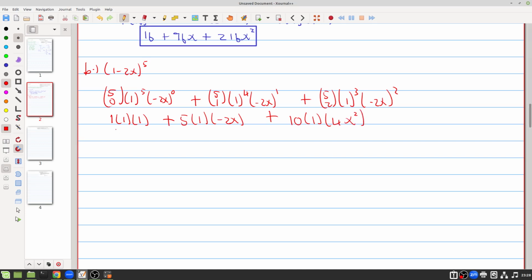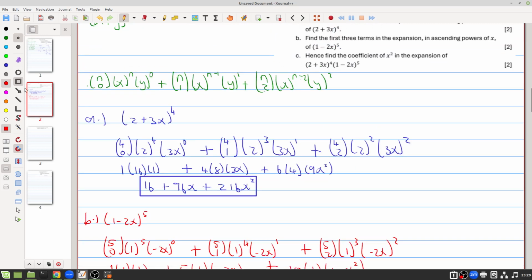4x squared. Okay, let's simplify. 1 times 1 times 1 is 1. Then we've got 5 times 1 is 5, and 5 times negative 2 is negative 10. And then we've got all positive, so that's going to be plus 10 times 4 is 40, and then x squared. So there is the expansion of the first 3 terms in this sequence. Great. Third question. Hence, find the coefficient of x squared in this expansion.